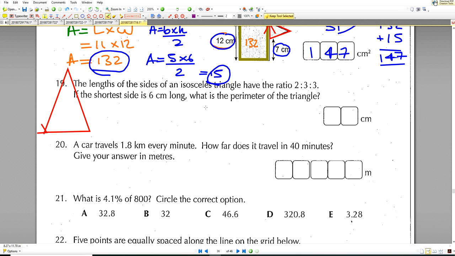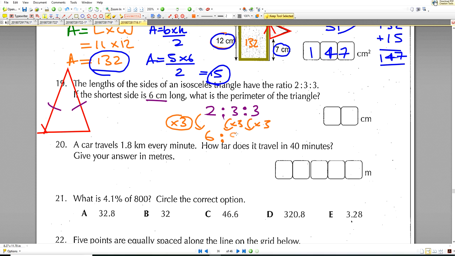So let's have a look at this ratio. Ratio is 2, 3, 3. Now the 2 will be the shortest side, and the 3 and the 3 will be the sides which are the same length. Now it says the shortest side is 6 centimeters long. So let's change color a bit. So this 2 corresponds to 6. Now, how did the 2 become a 6? We've done that by multiplying it by 3. Now, if I multiply the first part of the ratio by 3, I have to multiply each part of the ratio by 3. So, times that by 3, times that by 3, everything.